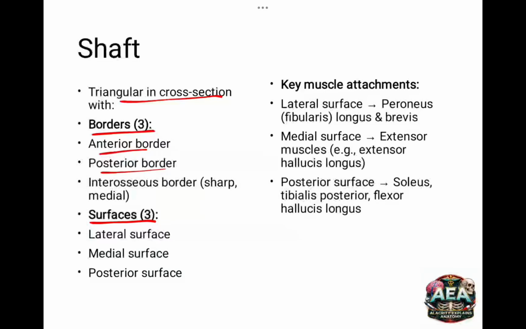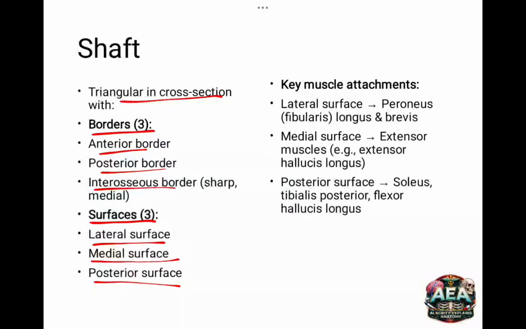Anterior border, posterior border, and the interosseous border is sharp, and the mid one is referred to as the medial border, for attachment of the interosseous membrane. For the surfaces, we have a lateral surface, a medial surface, and we also have a posterior surface.